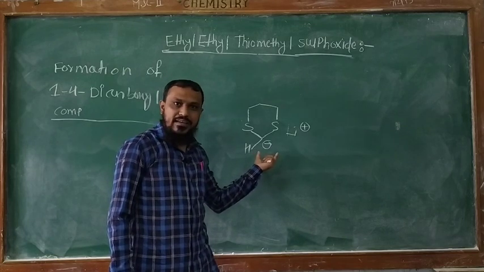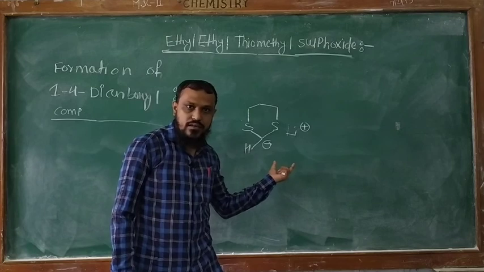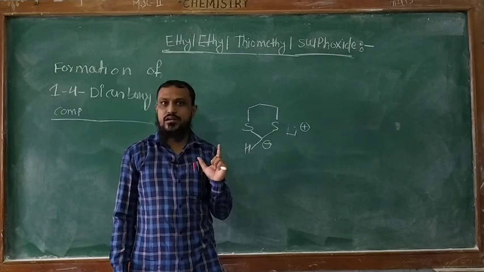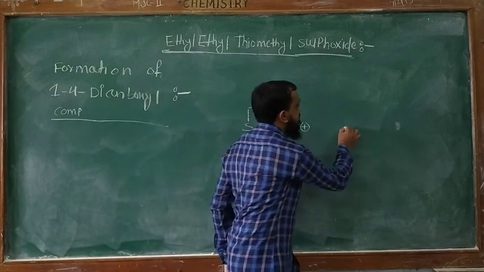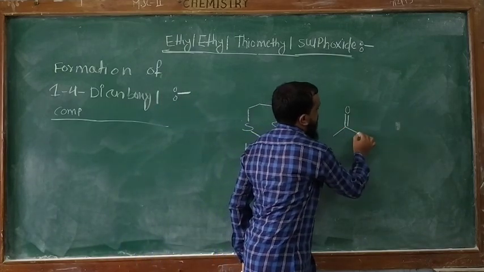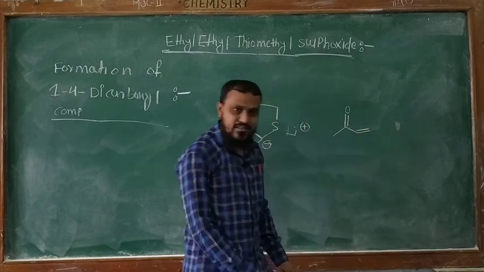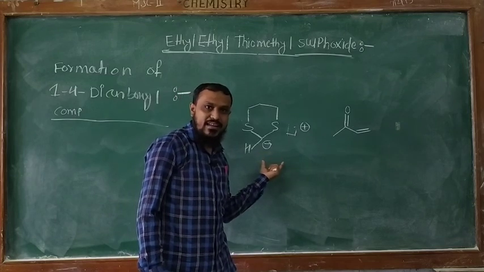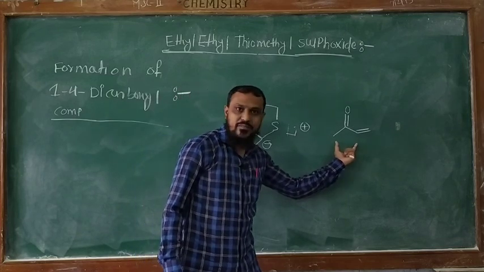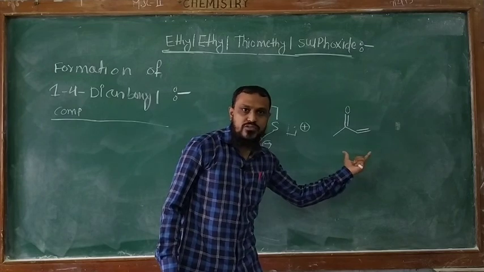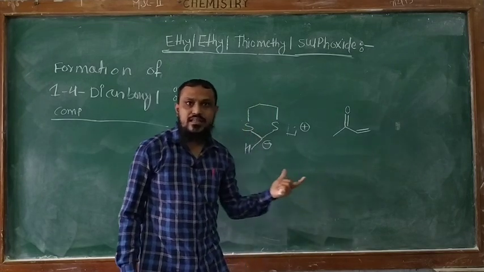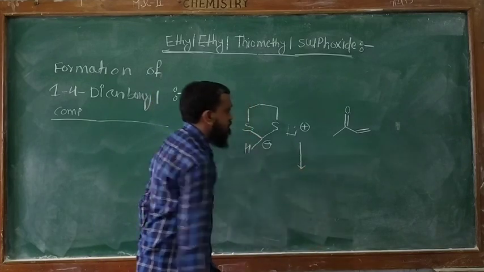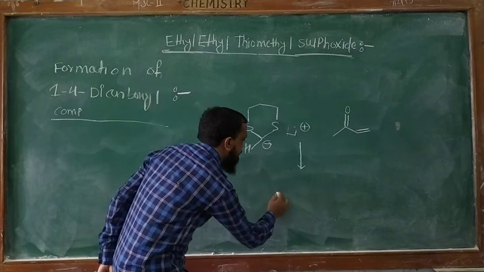Okay, when the dithiene lithiated salt is treated with an alpha beta unsaturated carbonyl compound, okay, this is the alpha beta unsaturated system, it produces an alpha hydroxy ketone. Like that.